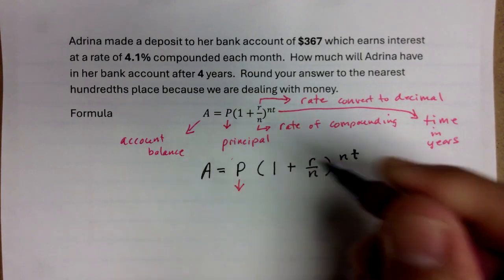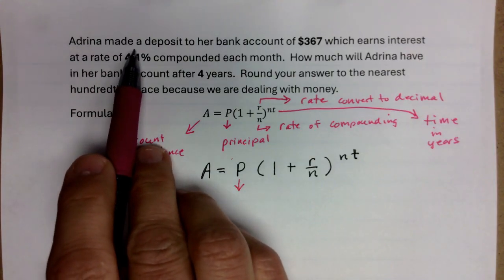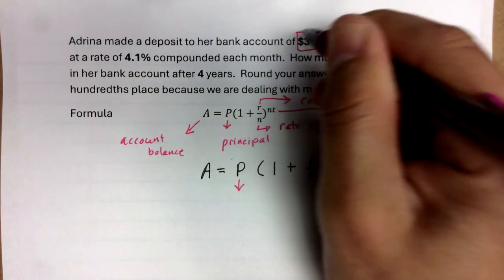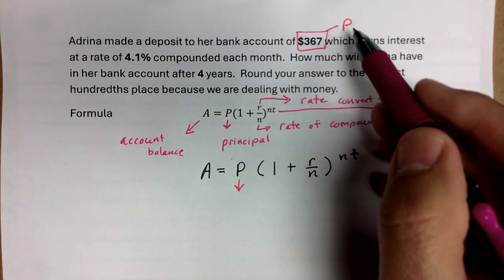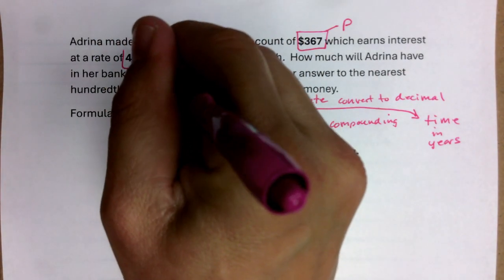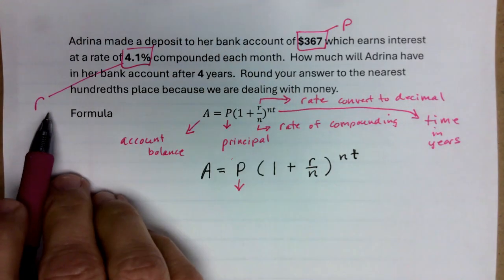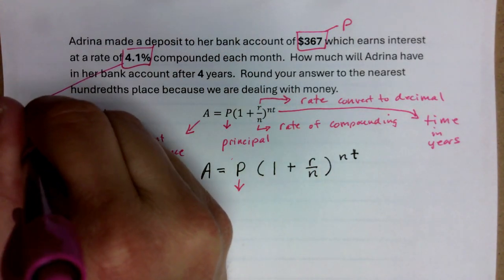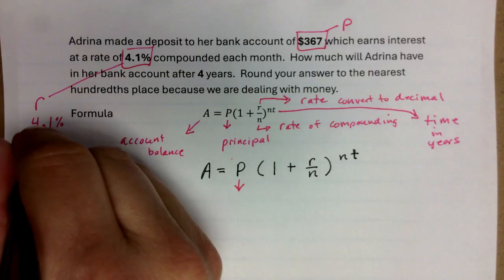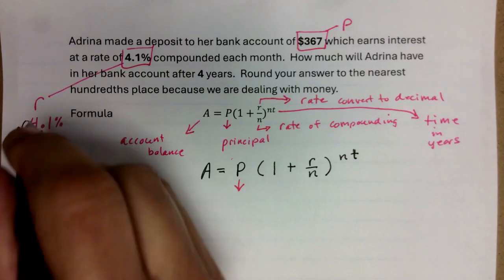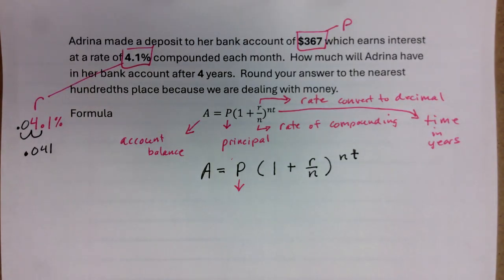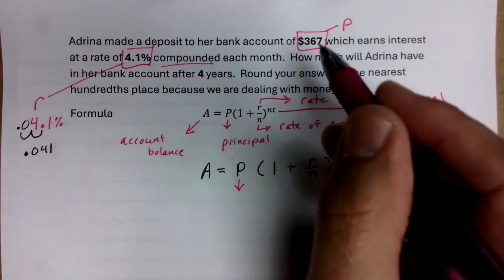Okay, so we're going to substitute these values. First of all, our principal. It says Adrena made a deposit to her bank account of $367. That's going to be my P, my principal, because it's what I'm starting with, which earns interest at a rate of 4.1%. That is going to be my R. That needs to be converted into a decimal. If we want to convert this percent to a decimal, we're going to move the decimal over to the left 2 times, so the new decimal place is here, which means it's going to be 0.041.